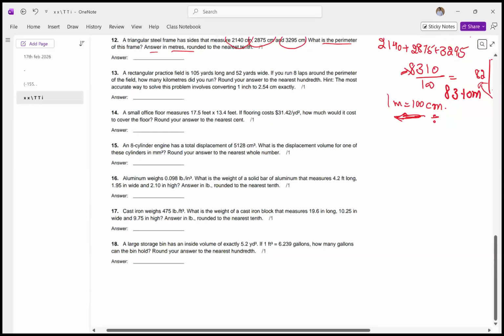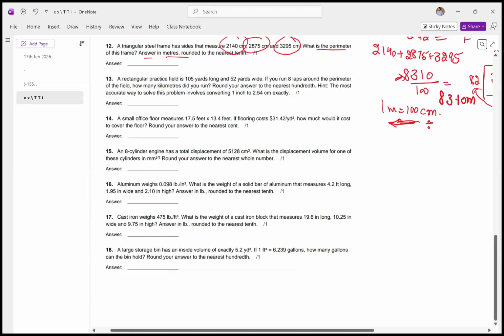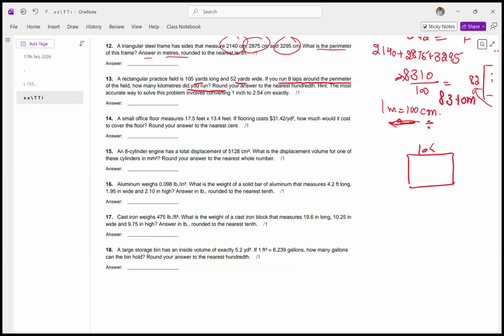We are given a rectangular practice field of 105 yards long and 52 yards wide. If you run 8 laps of the perimeter of the field, how many kilometers did you run? So we want to find the final answer in kilometers. So this is the field, 105. This is 52. So this will become 52. This one will become 105.